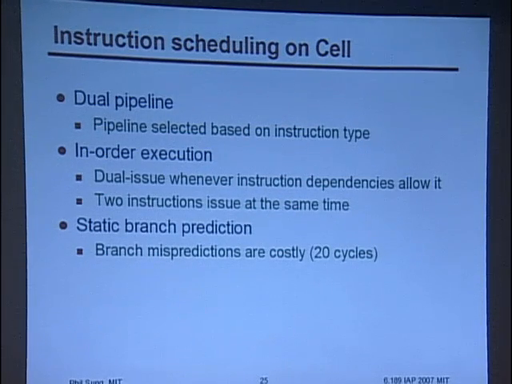Now how Cell actually schedules those instructions is that it always goes in the order the instructions are specified in the binary. Whenever there are two instructions next to each other, and the first can run on pipeline 0 and the second can run on pipeline 1, then Cell will try to schedule those at the same time, and that's called dual issue. So if you took advantage of dual issue all the time, you could potentially schedule 2 instructions every cycle.